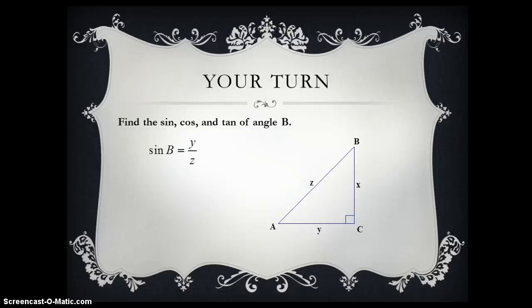The sine of angle B is the opposite, which is now y, over the hypotenuse, which is still z. The cosine for angle B is the adjacent x over the hypotenuse z. And the tangent is the opposite y over the adjacent x.